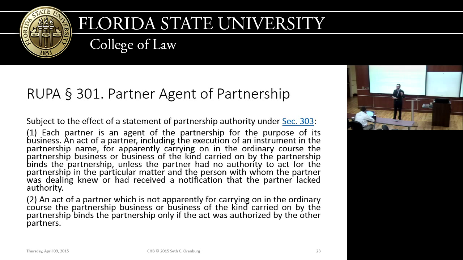And so their agency, what is the scope of their agency? Whenever thinking about agency, you need to think about the scope. It's to bind the company within its ordinary course, or apparently for carrying on in the ordinary course. In contrast, an act of a partner which is not for carrying on in the ordinary course binds the partnership only if it was authorized by the other partners. So partners can take actions that are extraordinary.